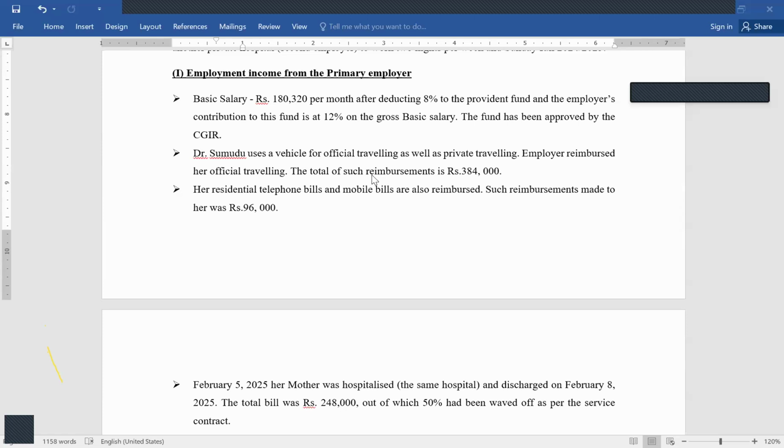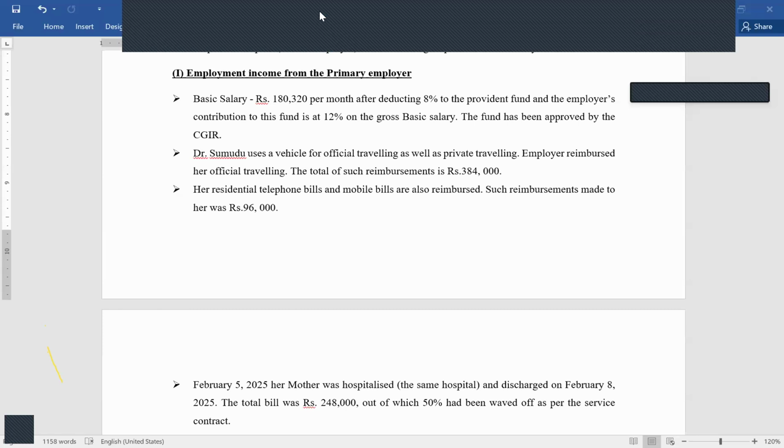Suppose, okay, then go to the next one. Her residential telephone bill and mobile bills are also reimbursed. Such reimbursements made to her was 96,000. Now tell me whether this is liable or not.